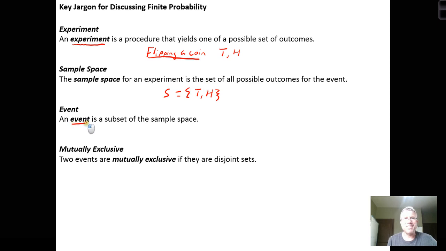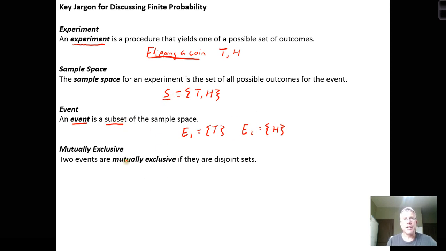An event is simply one thing that can happen when you conduct the experiment. So for example, if you flip a coin, you could have event 1 be the event that you obtain a tail. Event 2 could be the event that you obtain a head. These are subsets of the sample space.